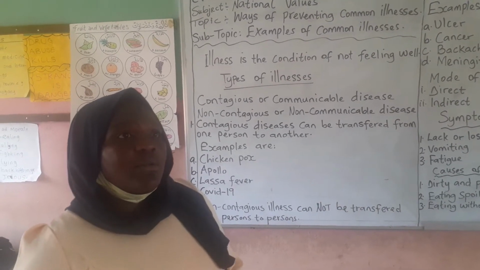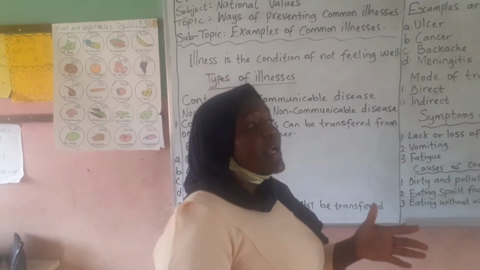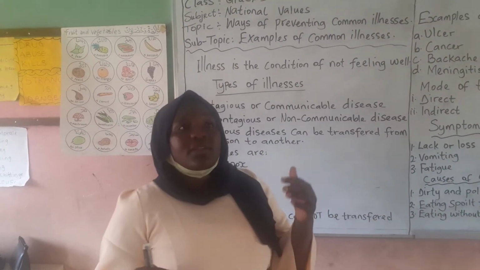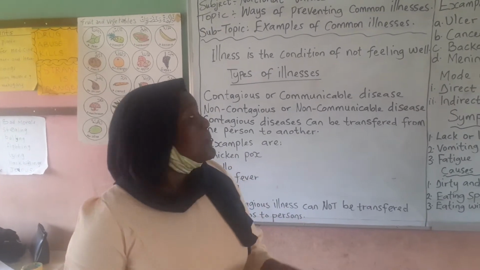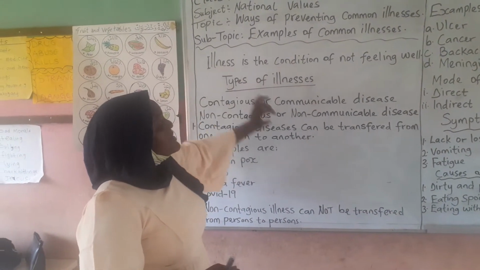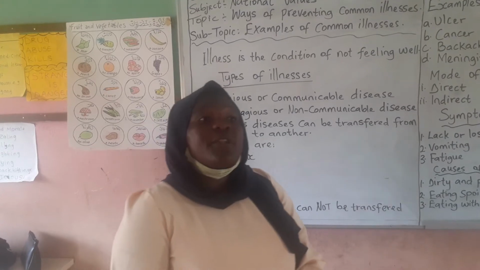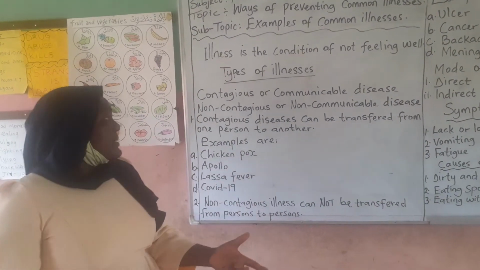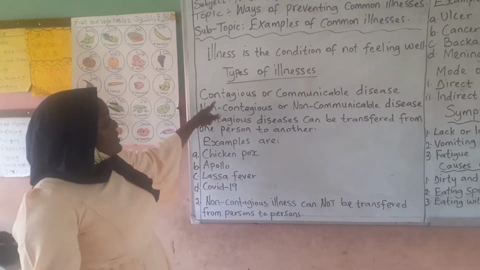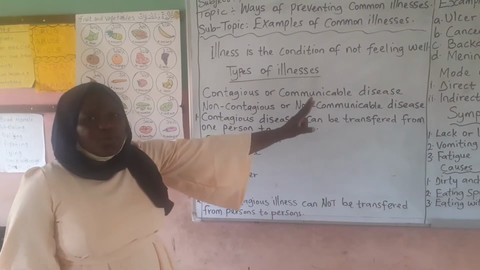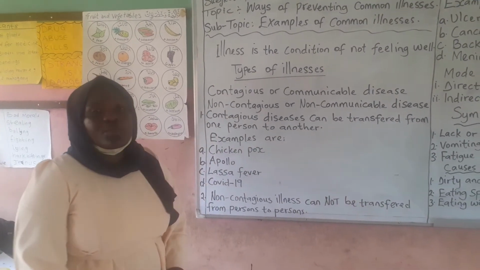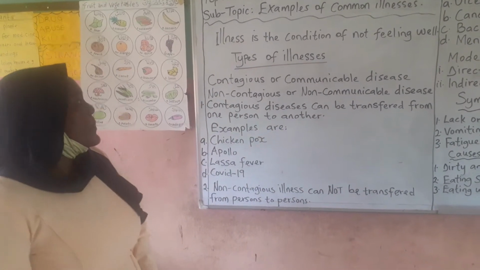We have all been feeling, one time in our lives, we have felt ill, have felt sick, and we have been taken to the hospital or to the clinic. So, illness is the condition of not feeling well. When you are not feeling well, you are ill. And we have 2 types of illnesses. We have the contagious or communicable disease, and we have the non-contagious or non-communicable disease.